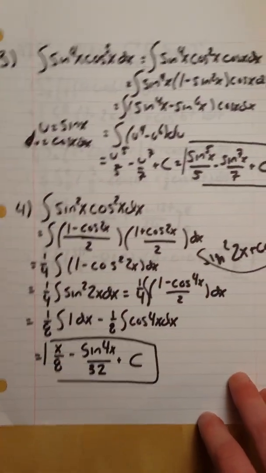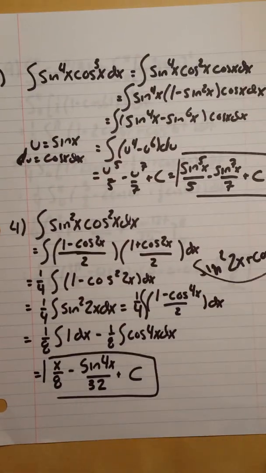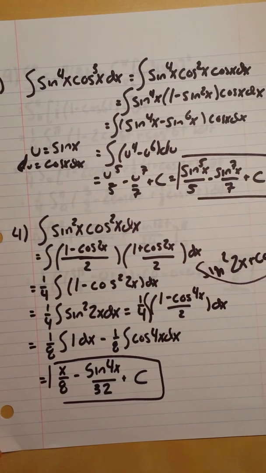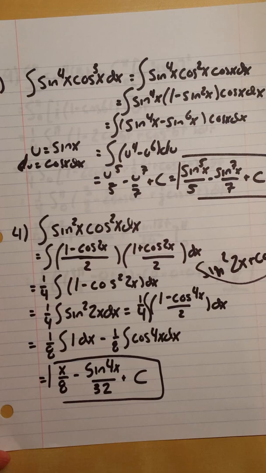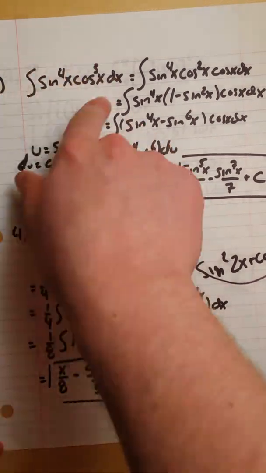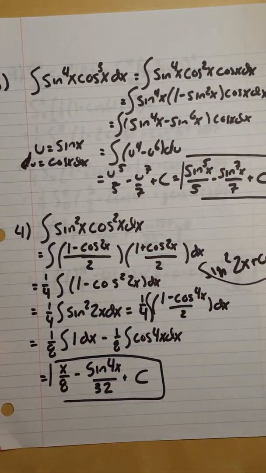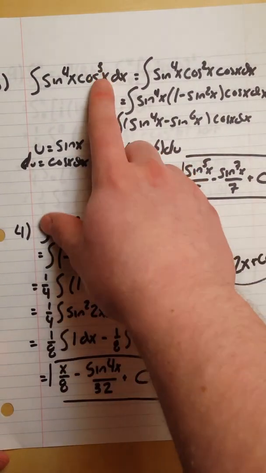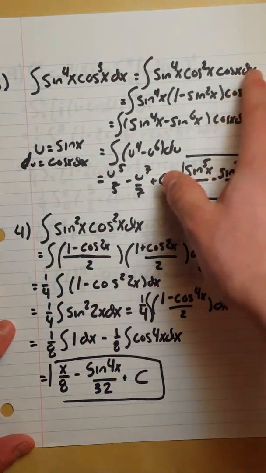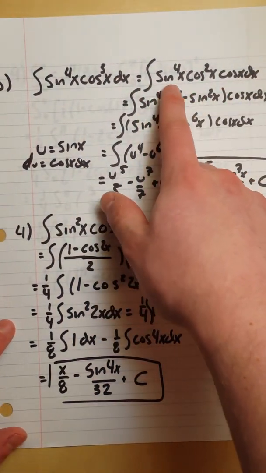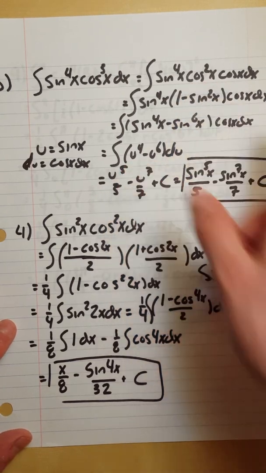So for 3, again, this is another one of those separation sort of problems where you get integral of sine to the fourth x times cosine cubed x dx. When you're doing this specific type of problem, you're going to want to find which function has the odd power. In this case, it's the cosine x, and that's the one you're going to want to separate out, which I did here. So I end up with sine to the fourth x times cosine squared x times cosine x dx.